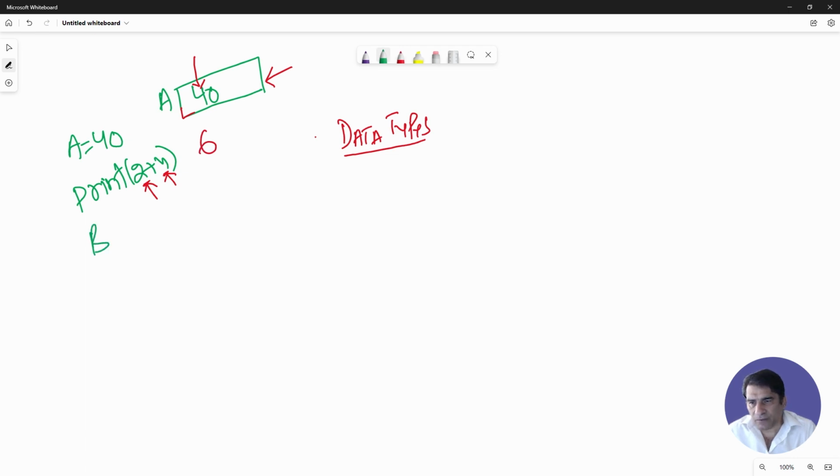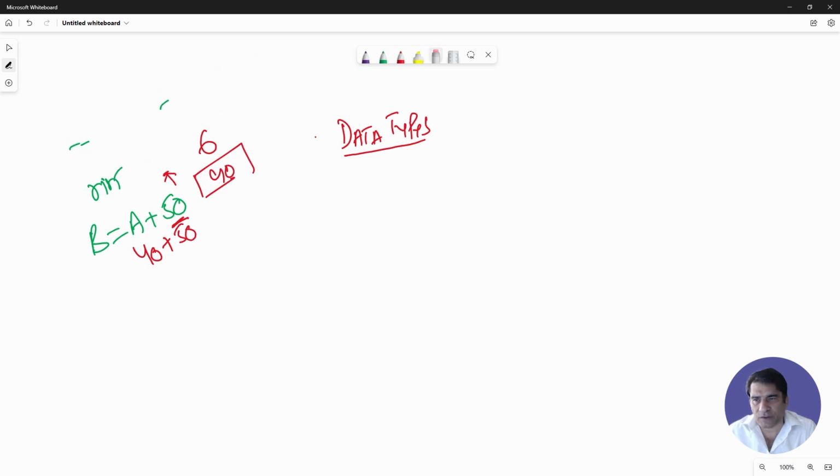For example, we write b is equal to a plus 50. What that instruction means is, I'm asking it, Mr. Computer, add 50 with the value of a. It means a contains the data, pick up that data and add this data 50 to it, and the result is 90. So inside b it will store 90. So these things are the data. The computer has to process the data.